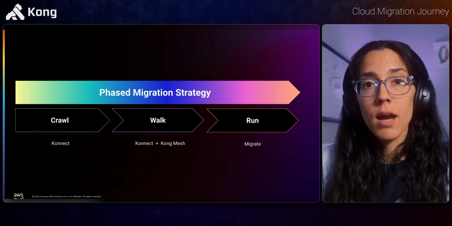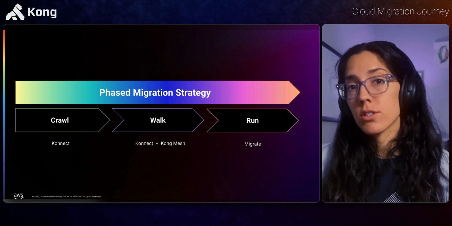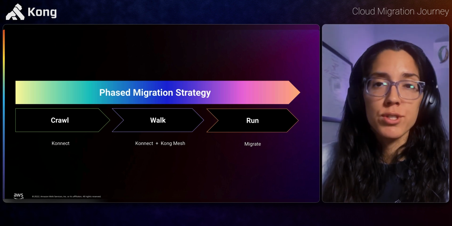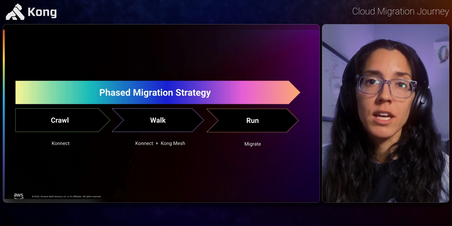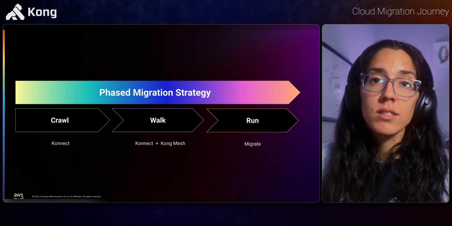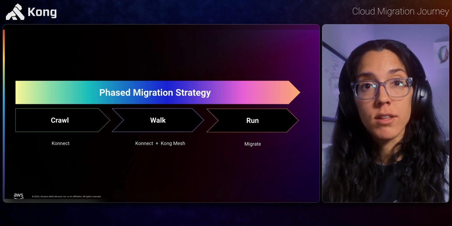So what's going to happen during this phased migration approach? The first phase, crawl, is where we're just going to install Konnect on our on-premise environment and really just onboard the monolith to that Konnect gateway and make sure that we've provided any north-south security policies, maybe rate limiting, maybe authentication that we want.